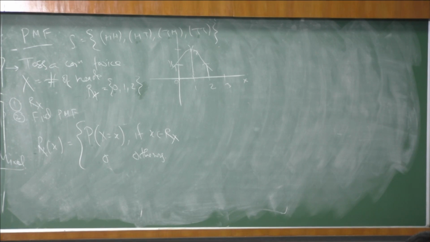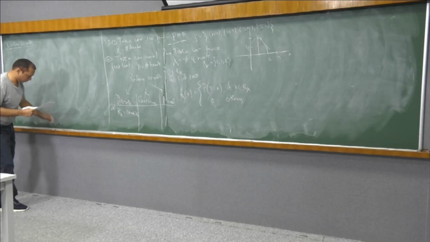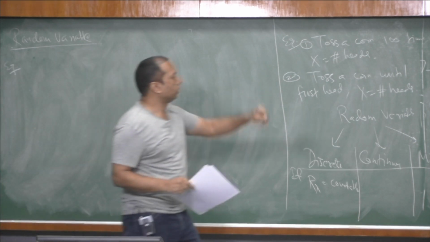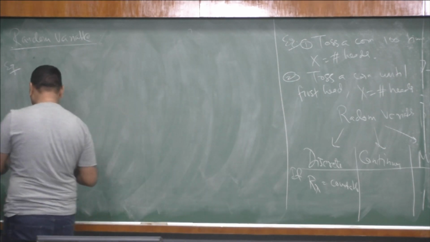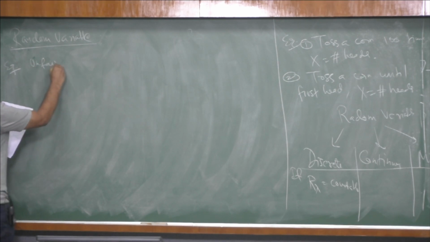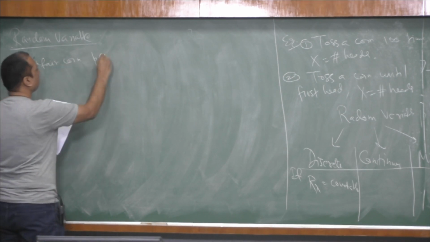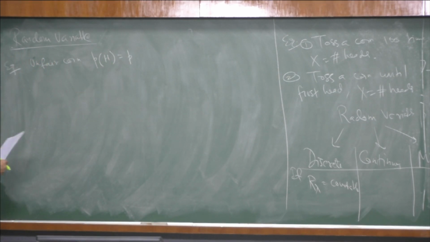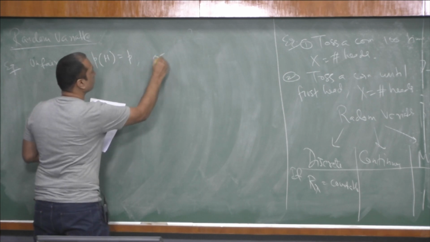So given a random variable, we calculate the probability. Let us see an example of an unfair coin. Unfair coin means that the probability of head or tail is not necessarily half. It means that the probability of heads is some p that may not necessarily be half, but obviously p is between 0 and 1.